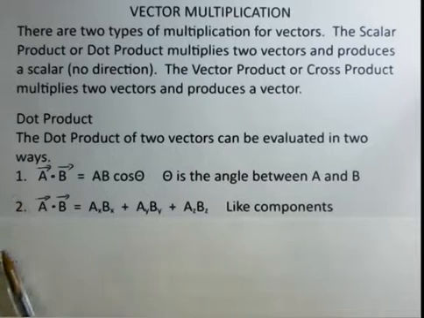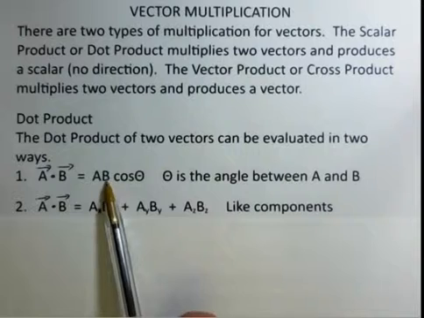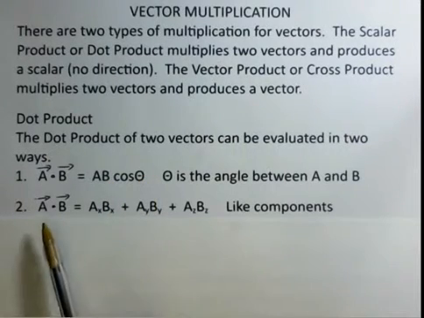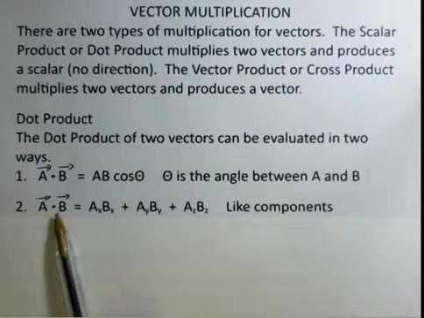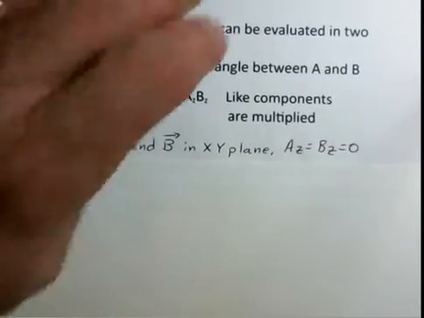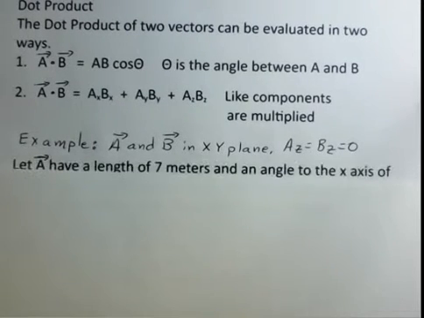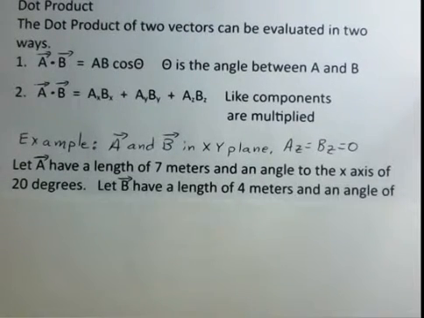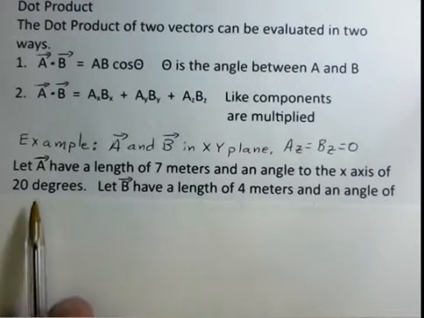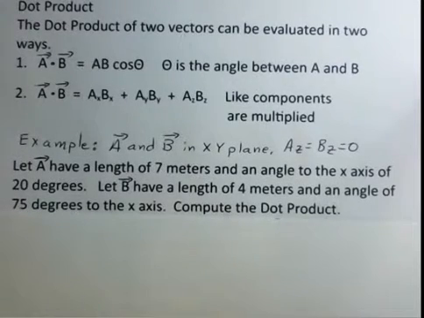So there are 2 methods for finding the dot product. One uses the full magnitude of vector A and vector B multiplied together, cosine of the angle between them. You will get the identical result if you use the second method of multiplying the components together. So let's see how that works. Let's say we have A and B in the xy plane, so the Az and the Bz are 0. A little simpler example. And we're going to let vector A have a length of 7 meters and 20 degrees to the x-axis. B is 4 meters long and has an angle of 75 degrees to the x-axis.